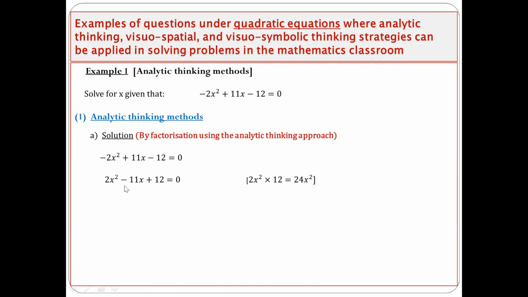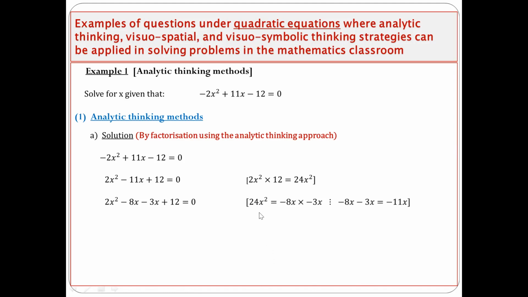In other words, it involves the splitting of this negative 11x into two terms, so that at the end we have four terms that we group into pairs and factorize until we finally get our answer. So with this method, we take the first term and the last term, we multiply the two. 2x squared times 12, we get 24x squared. And then in the next step, we look for factors of 24x squared that when we add them, give us the middle coefficient or the middle term.